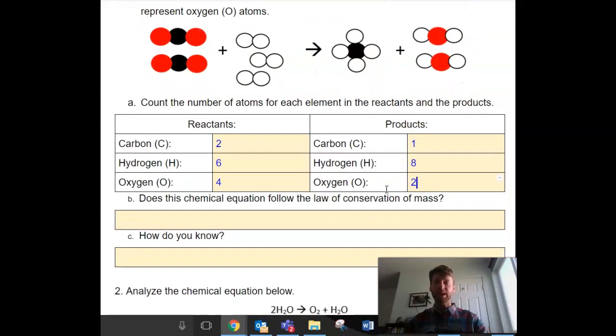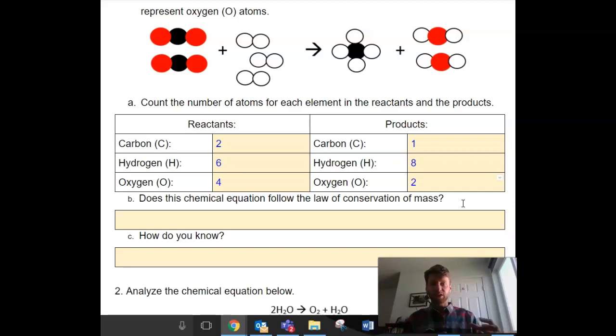Now, based upon this model, does this chemical equation follow the law of conservation of mass? What that's asking is, are all of the atoms we started with still present in the products? Are they equal to each other for every single element? Remember, matter cannot be created or destroyed, so if we started with a certain number of atoms, we have to end up with the same number of atoms for each element. A hydrogen atom should still be a hydrogen atom. They can't change magically, okay?